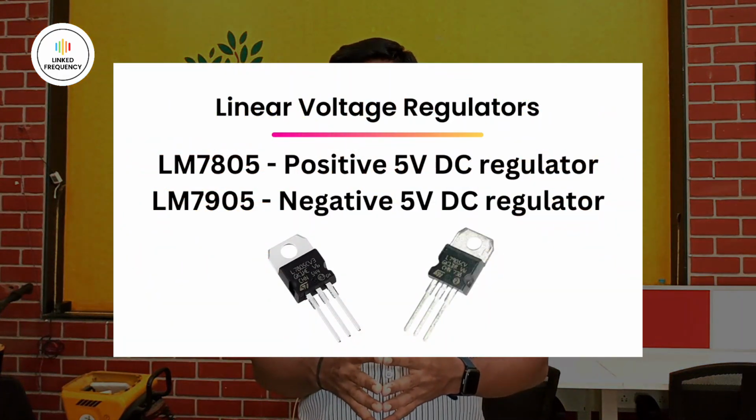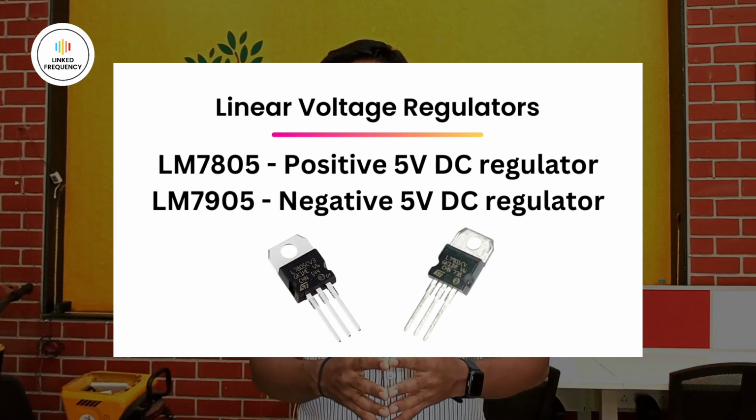7.8 series regulators are nothing but positive voltage regulators and 7.9 series regulators are negative voltage regulators. The 2-digit number added after the 7.8 number or the 7.9 number indicates the output voltage of these ICs. For example, 7805 is the positive 5 volt regulator and 7905 is the negative 5 volt regulator. If you study the data sheet of these regulators, you will identify how these particular regulators are designed and you can use them for your requirement.